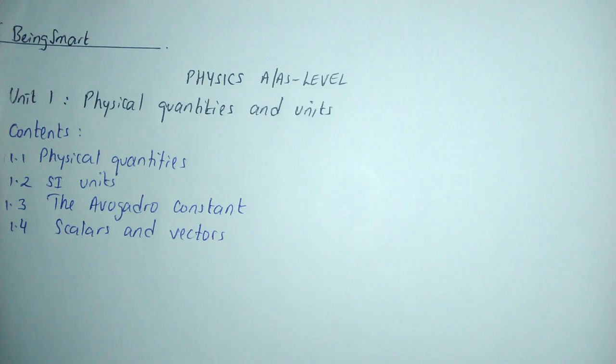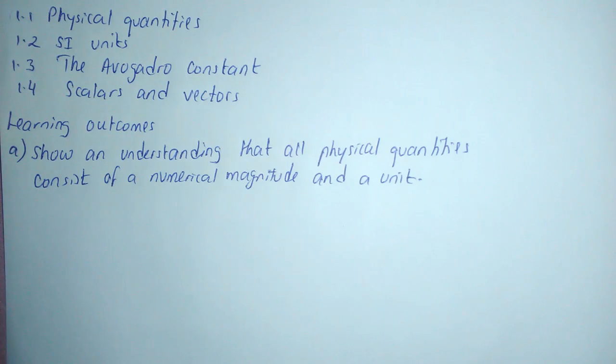So part A is show an understanding that all physical quantities consist of a numerical magnitude and a unit. Now this part is quite self-explanatory. I'm just gonna briefly write what it means and we're gonna see some examples of it.